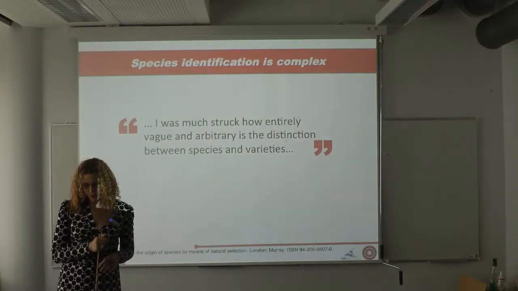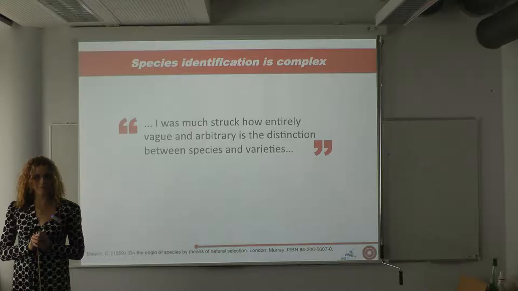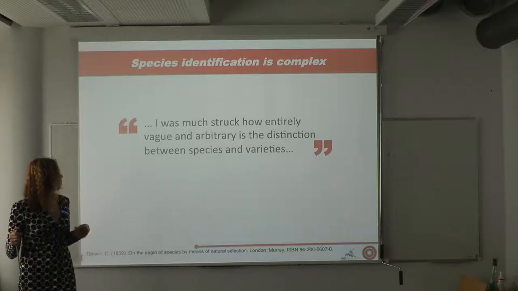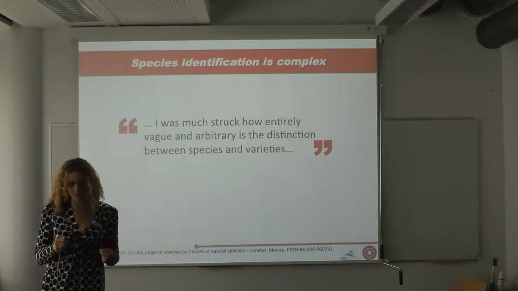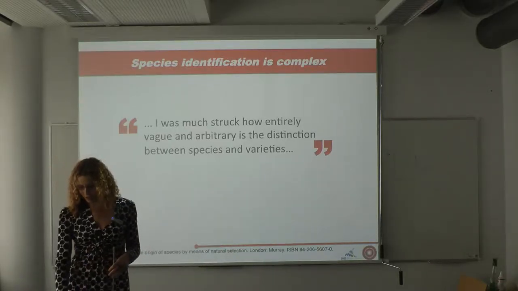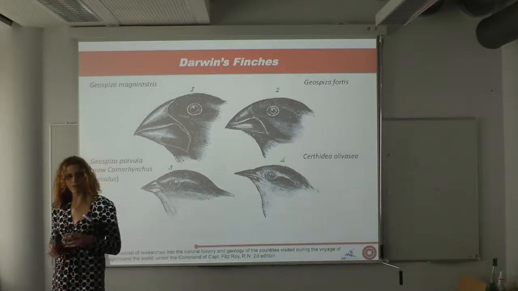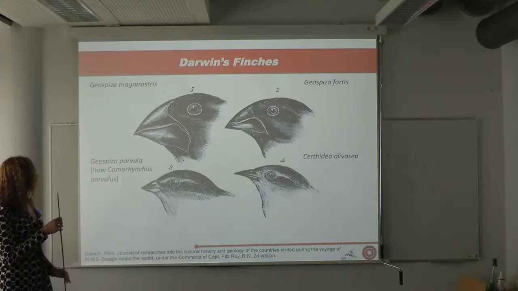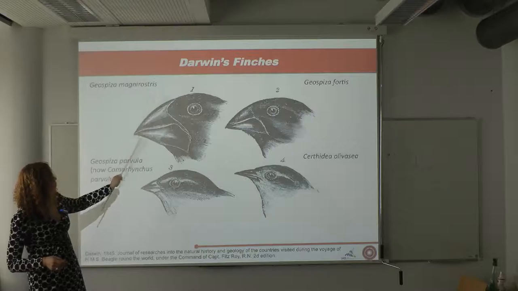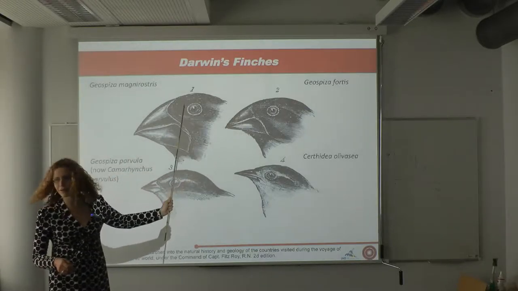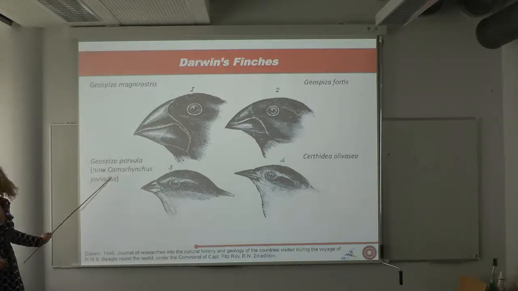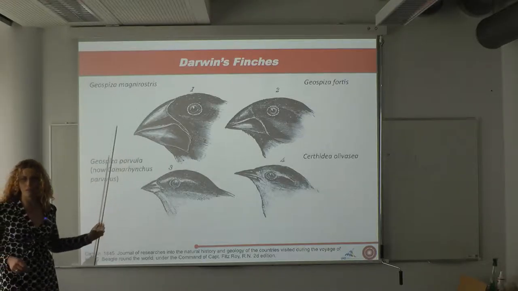So, this guy you probably heard of, his name is Charles Darwin, and he says in 1859, I was much struck by how entirely vague and arbitrary is the distinction between species and varieties. So, he goes traveling, gets to Galapagos, sees these birds, and for some reason, they are differentiated. This one is, right now, Geospiza magnirostris, I can't even pronounce this, Geospiza fortis, Certhidea olivacea, and Geospiza parvula, which actually had migrated a genus and a species, right? So these are Latin names for these birds.